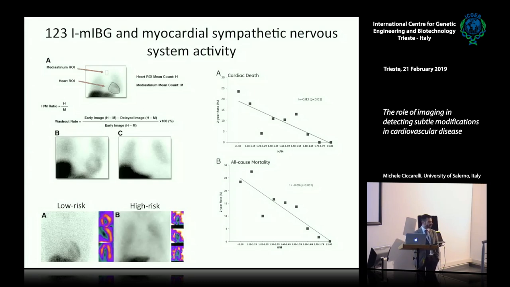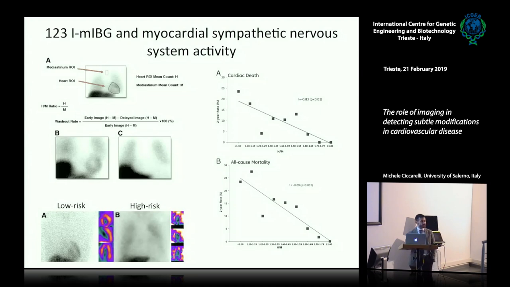Two parameters are calculated: one is the heart-to-mediastinum ratio, and the other is the washout rate, which is the ratio between the early image and the delayed image relative to the early image. Obtaining these two parameters in a specific study, the ADMIRE-HF trial, it was found that a heart-to-mediastinum ratio below 1.6 was correlated with an increased level of adverse cardiac events, actually increased mortality, in patients with heart failure.